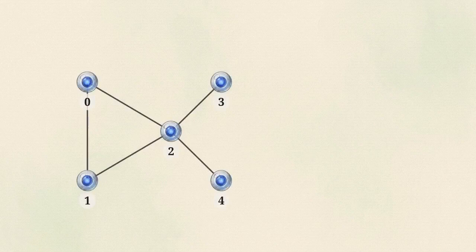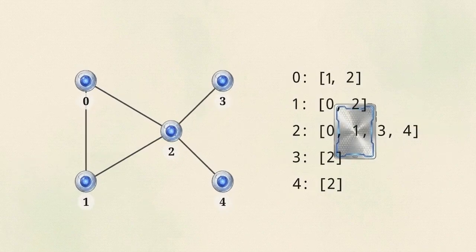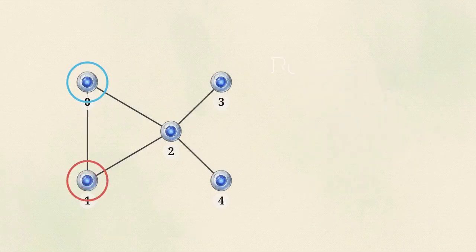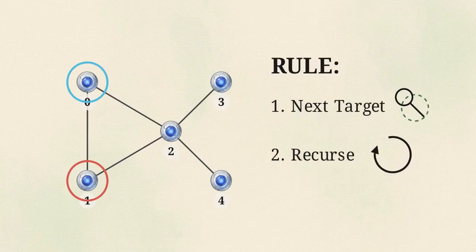Looking at this graph of 5 connected nodes, we need a starting point. We'll assign node 0 as our initial source node. To decide where to move next, the algorithm checks node 0's adjacency list, picks the first available neighbor, and travels to node 1. The rule for moving forward is straightforward. Grab the first connected neighbor you haven't seen yet, and repeat the plunge.